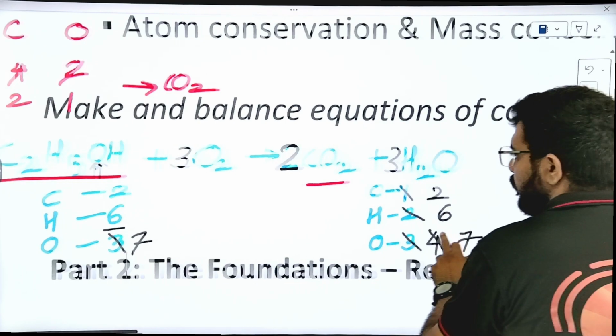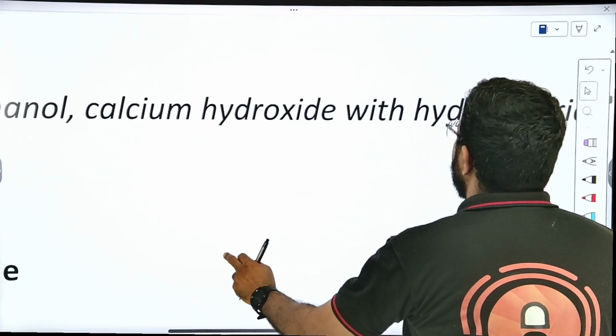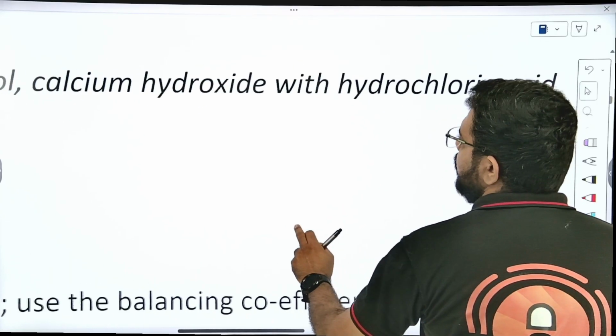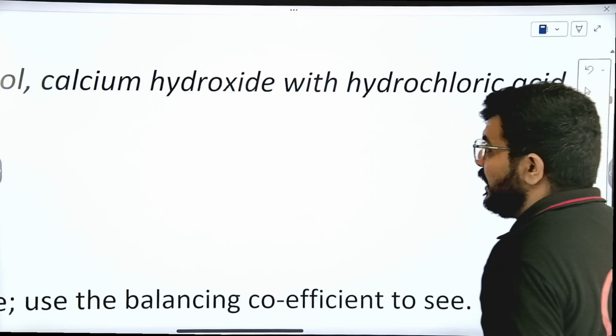But we have one more reaction to balance. Combustion of ethanol is balanced. You have calcium hydroxide with hydrochloric acid, right? I hope that is visible. Now, how do I balance calcium hydroxide?